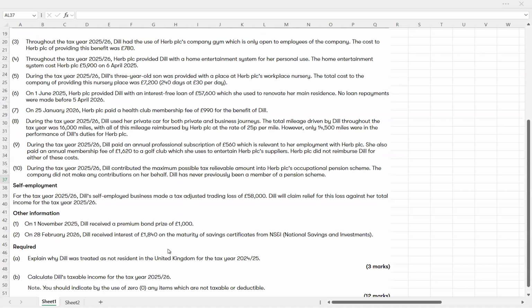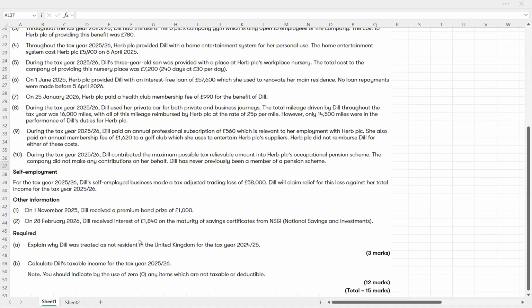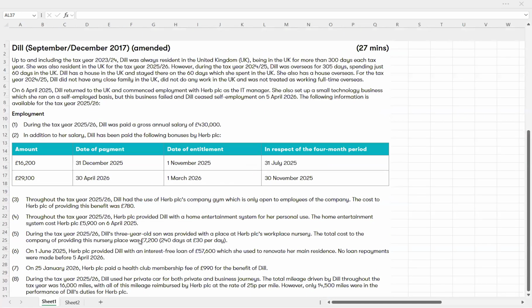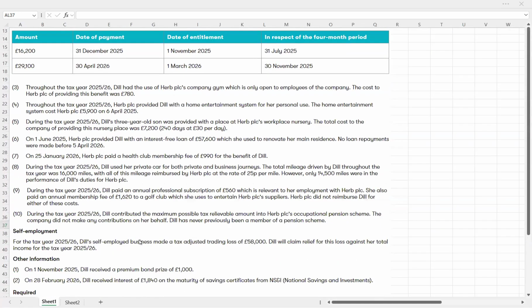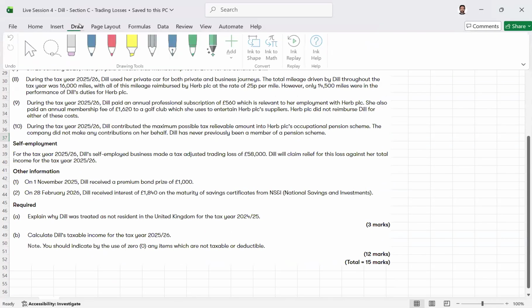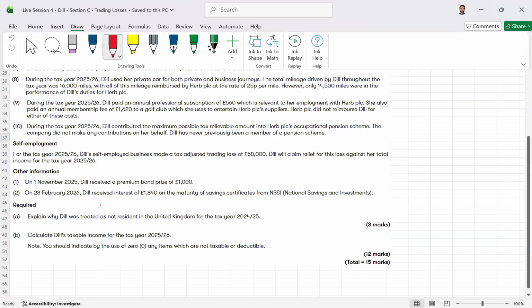Then there is some other information related to the premium price bond and the interest from national certificates. So a lot of variety of issues will be discussed here. Okay, so it's a good question, but let's attack the residency thing first, and I will just go through the requirement and then we can start this. Okay, so here we go.